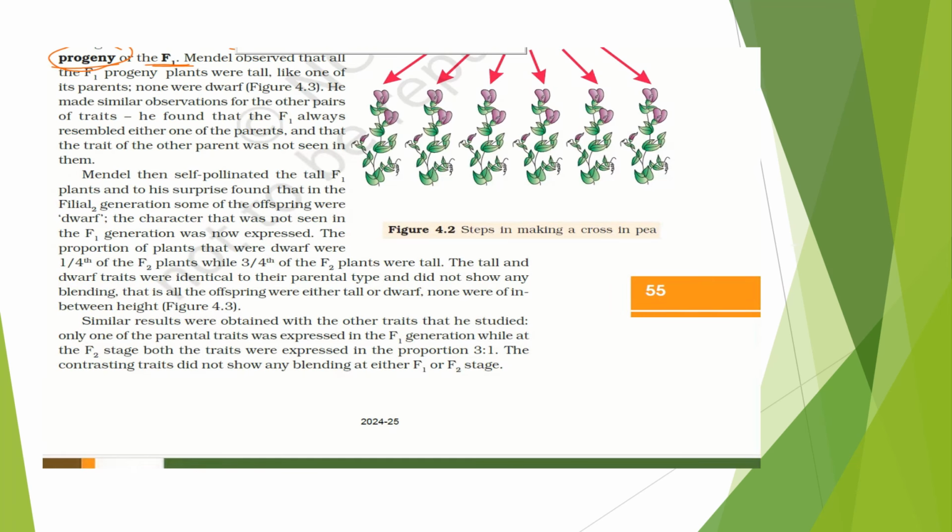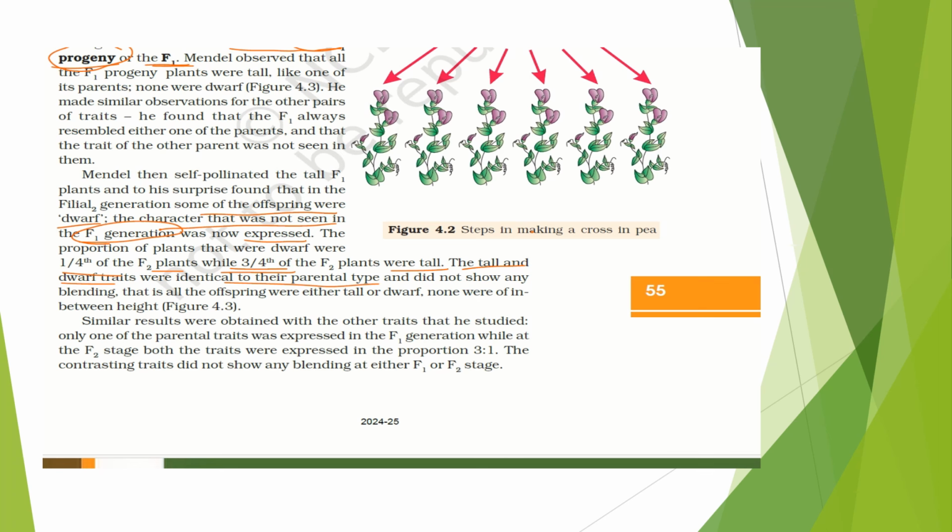So this is what we have understood in the previous part: in the first filial generation, some characters of the offspring were dwarf, and the character was not at all seen or expressed in the F1 generation. It was then expressed in the F2 generation, right? So in the F2 generation, 3/4 of the plants were tall and 1/4 were short. The tall and the dwarf traits were identical to their parental type only, but did not show up in F1, okay?